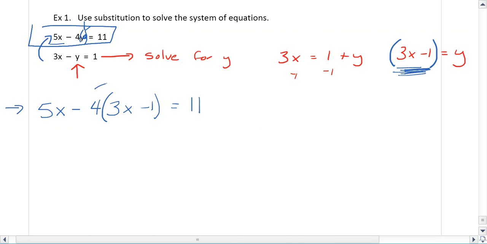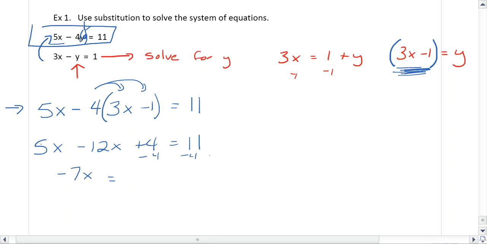So we start by doing the distribution here. Distributing that -4, we get a -12x plus 4 equals 11, and this should be familiar to you. Combine like terms. I'm going to go ahead and subtract a 4 from both sides.